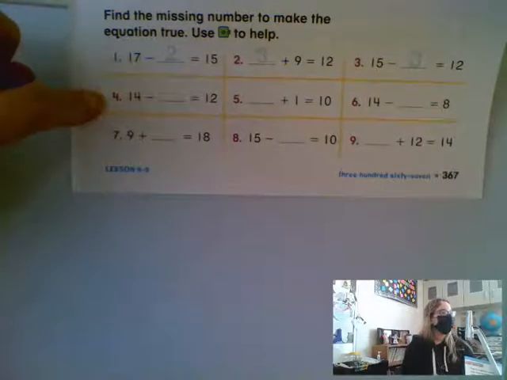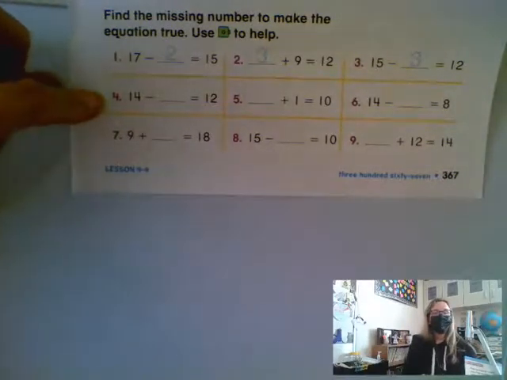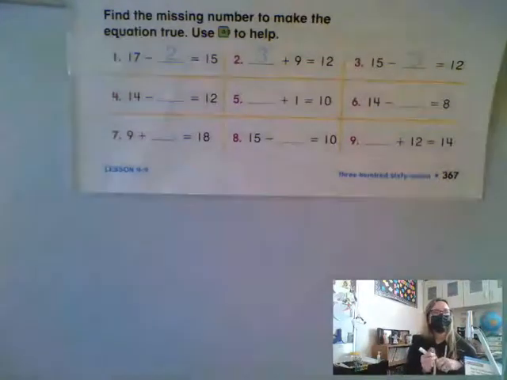Does everyone see number 4? Landon, do you see number 4? Johnny, why don't you read us what number 4 says? Read us that equation.